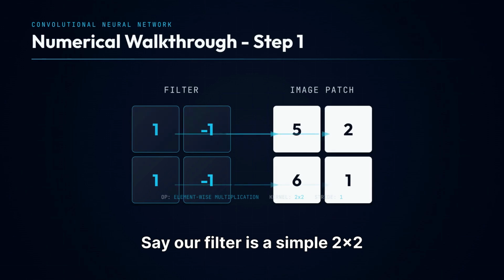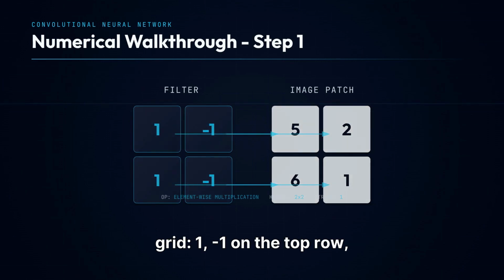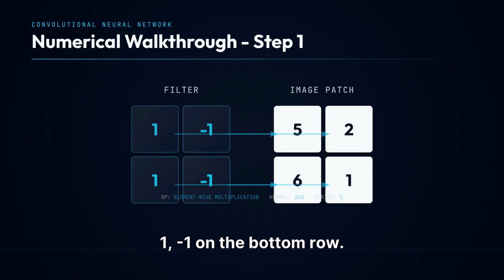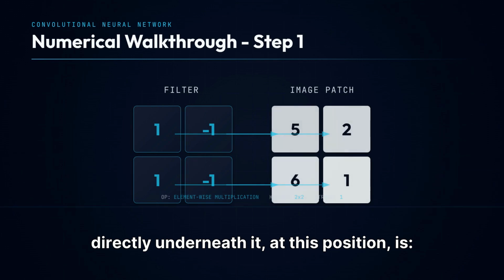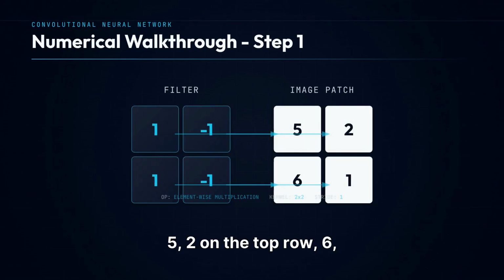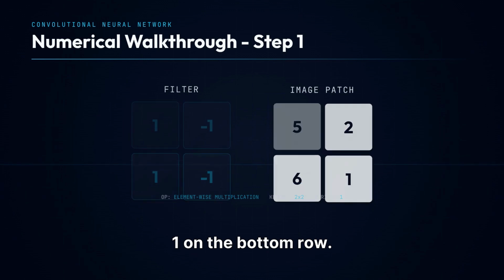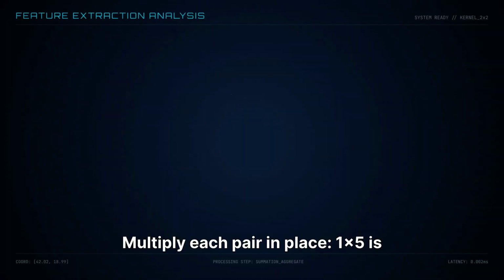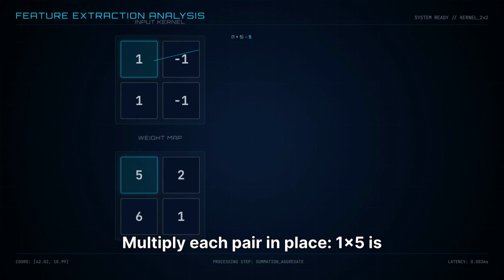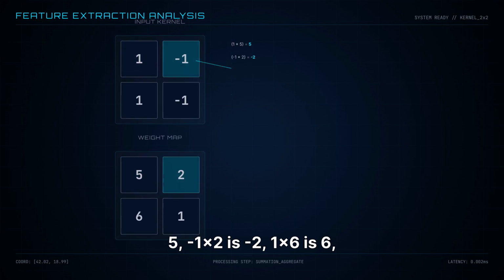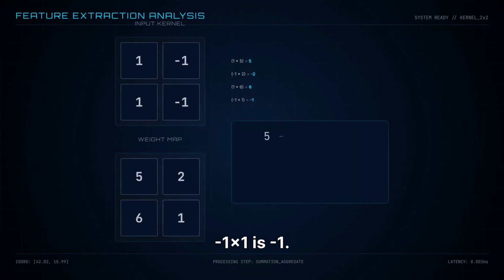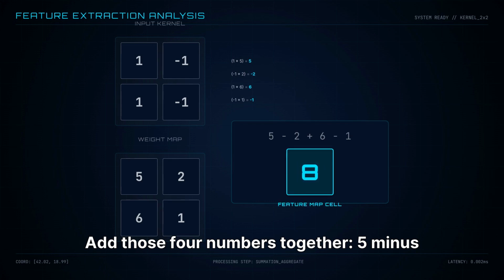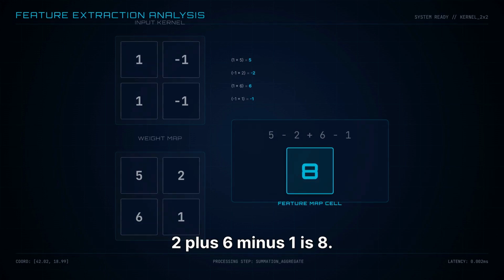Say our filter is a simple 2x2 grid. 1, -1 on the top row, 1, -1 on the bottom row. And say the patch of the image directly underneath it at this position is 5, 2 on the top row, 6, 1 on the bottom row. Multiply each pair in place. 1 times 5 is 5, -1 times 2 is -2. 1 times 6 is 6, -1 times 1 is -1. Add those four numbers together. 5 minus 2 plus 6 minus 1 is 8.